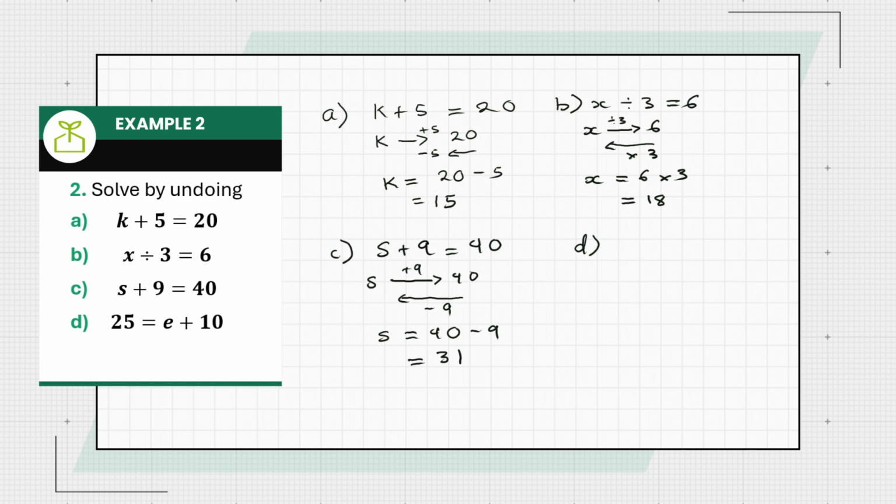For D, we have 25 is equal to e plus 10. So we've started at e, we've got to 25 by adding 10. So to get back to e, we have to minus 10. In that case, e is equal to 25 minus 10, which is equal to 15.